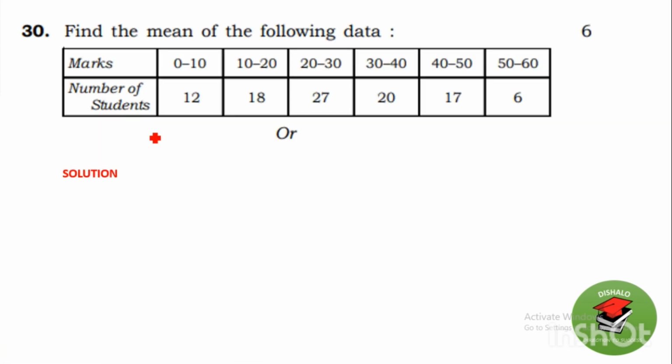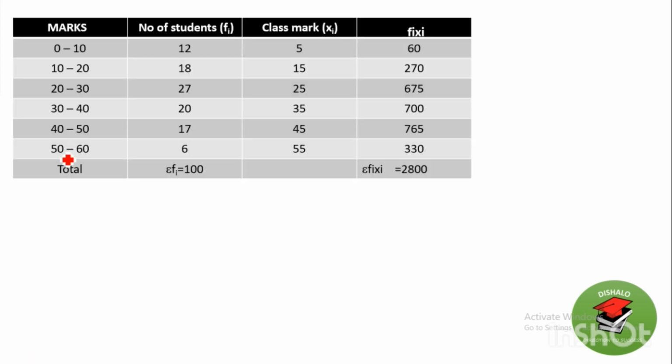So first we will see the mean. Okay, you have to find the mean. It is not given here whether you have to use the direct mean, assumed mean or step deviation. So in this case, when nothing is mentioned, always use the direct mean method. So first make the table with class interval, frequency, class mark, and fi into xi. That means frequency into class mark.